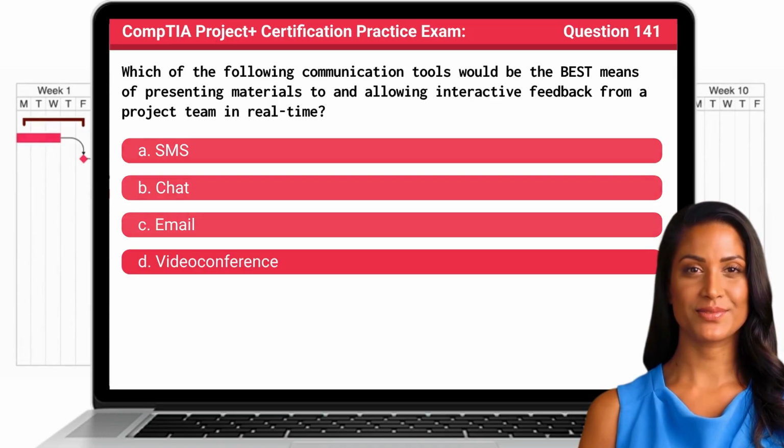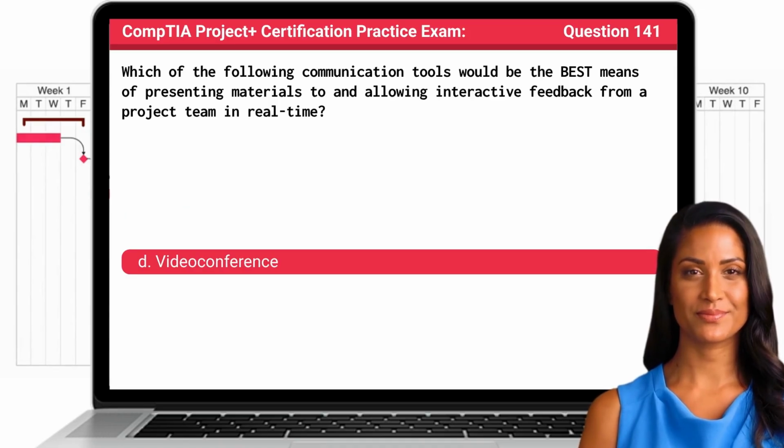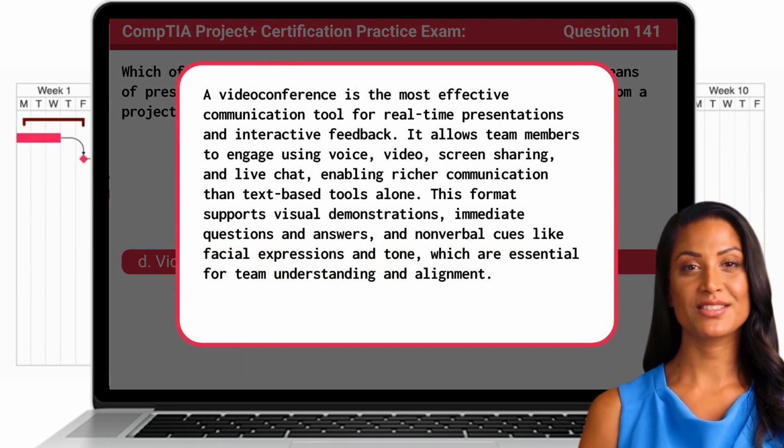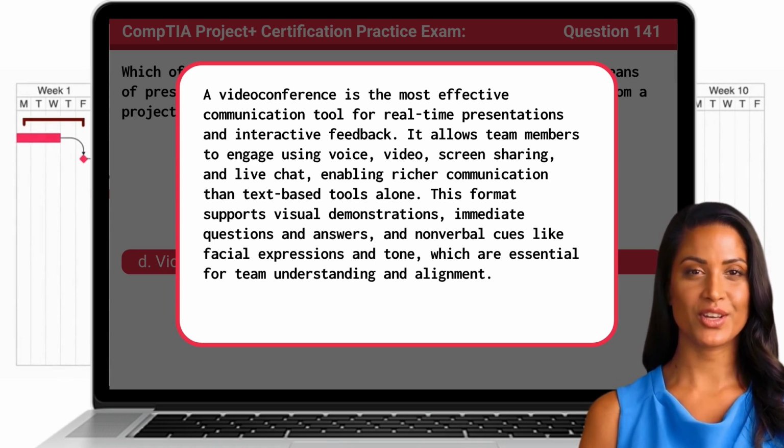The answer is D. Video conference. A video conference is the most effective communication tool for real-time presentations and interactive feedback. It allows team members to engage using voice, video, screen sharing, and live chat, enabling richer communication than text-based tools alone. This format supports visual demonstrations, immediate questions and answers, and nonverbal cues like facial expressions and tone, which are essential for team understanding and alignment.